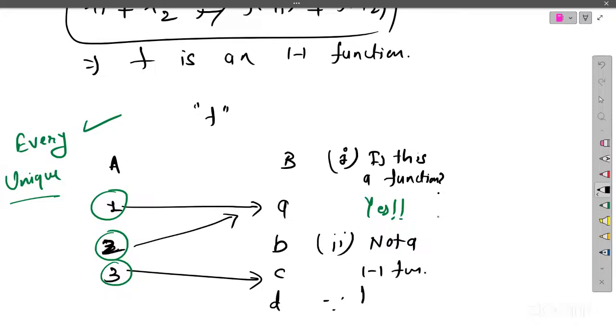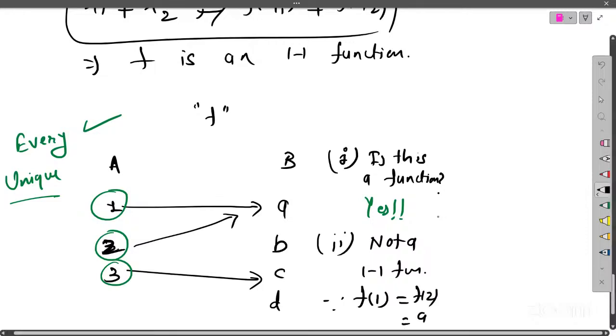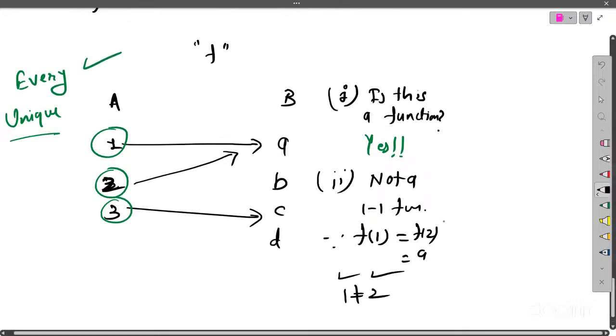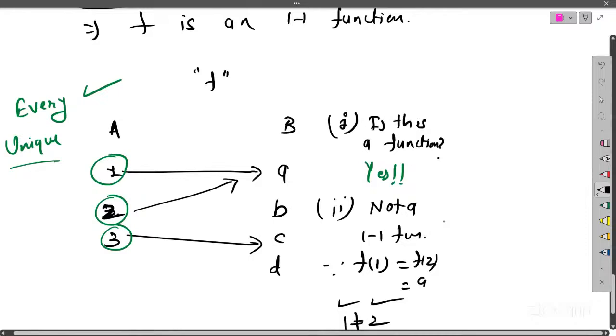Why is it not a 1-1 function? Because f of 1 is the same as f of 2, which is nothing but A. And obviously 1 is not equal to 2. So that means for two distinct inputs, we are getting the same output. That's the difference between being a function and being a 1-1 function.